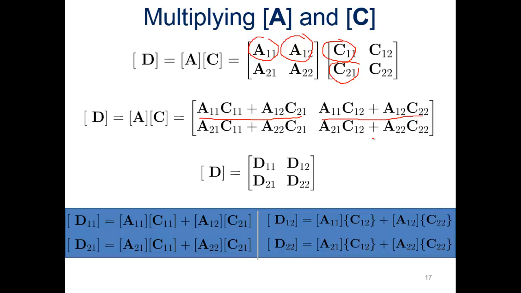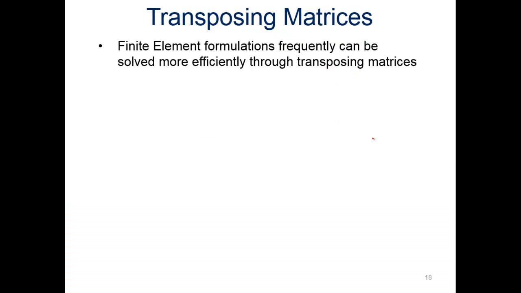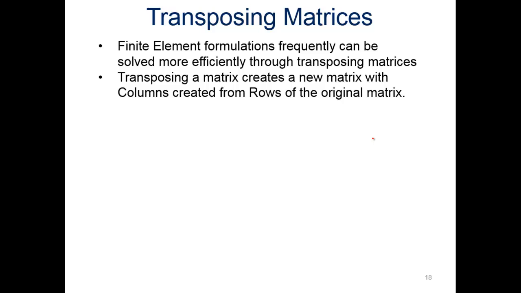All right, so pretty straightforward, but a lot of this is beautiful because the computer can take care of it for us. All right, next section here, let's look at transposing matrices. For finite element formulations, we're going to be doing this a ton. They can frequently be solved more efficiently through transposing matrices. So we'll look at what that means here in a little bit. Transposing a matrix creates a new matrix with columns created from rows of the original matrix. All right, so let's look at that here.